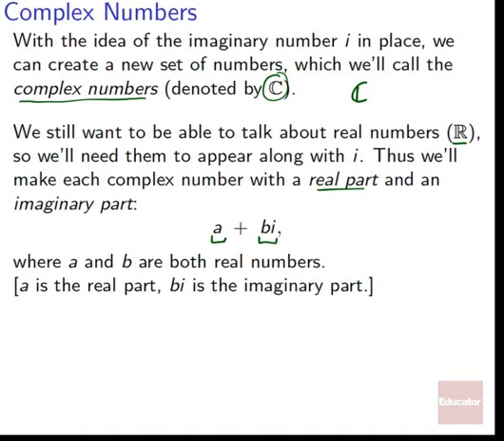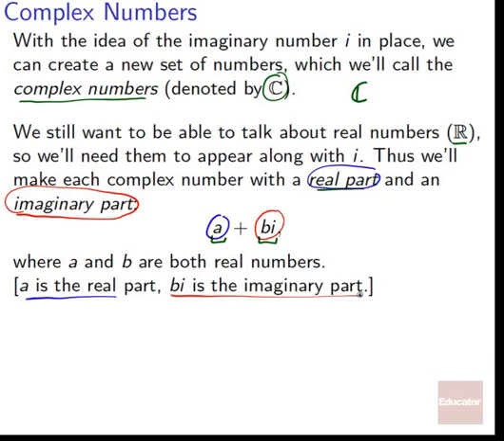So we're going to have some number times i, and we'll also want to have a real part, a. So we'll have the real part will be a. a is the real part. And then we'll have the imaginary part will be bi. bi is the imaginary part. And a and b are both real numbers. They're just coming out of that real set like usual. So this gives us an entirely new form of number. As opposed to just being stuck with real numbers, we've got a way of having a real number and a complex number both interacting with each other. They'll come together as a package, and this is the idea of the complex numbers.